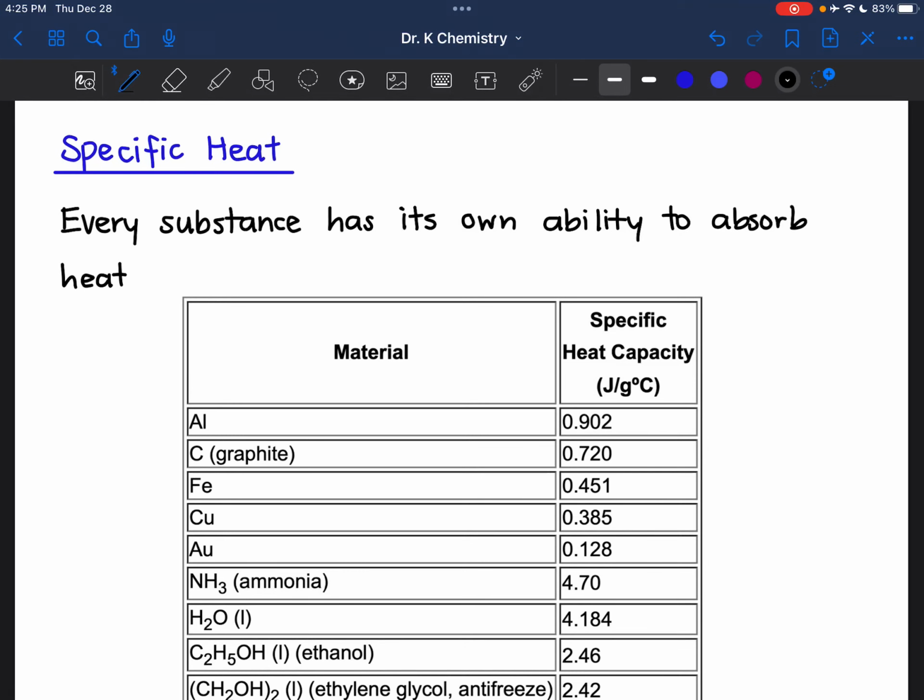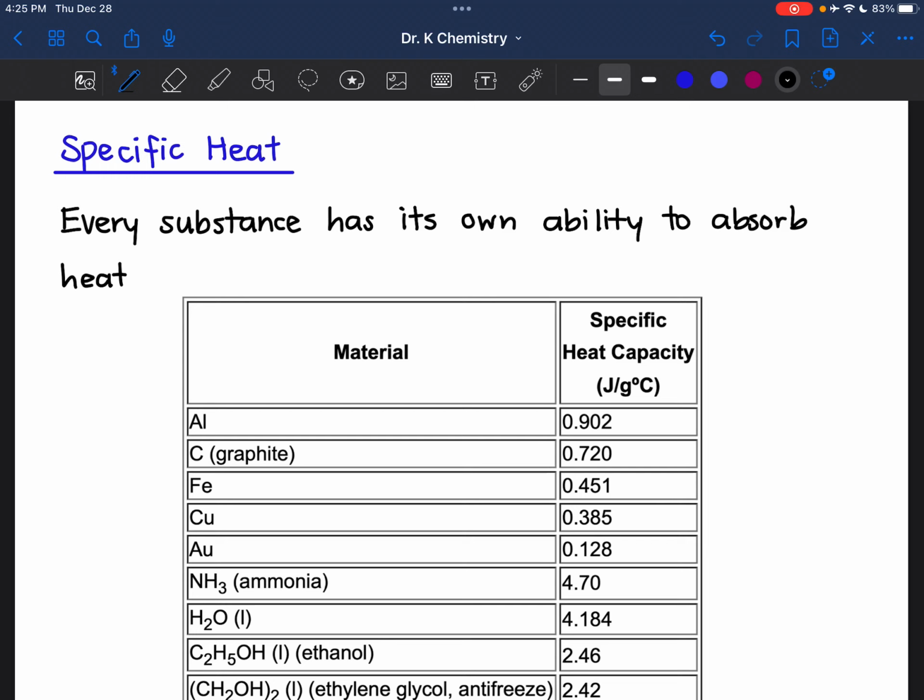If you've ever wondered why, when you get into a vehicle, the metal car seat buckle feels a lot hotter than the seats, or if you are out by the pool on a hot summer day, the water in the pool feels a lot colder than the concrete around it. Both of these occur due to a property that we call specific heat.